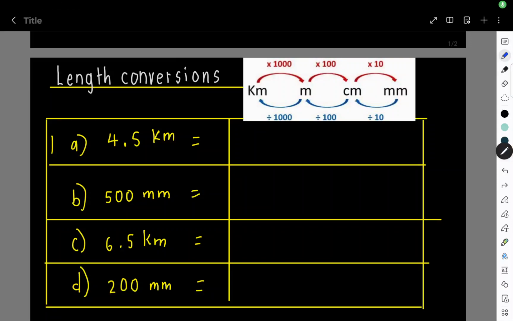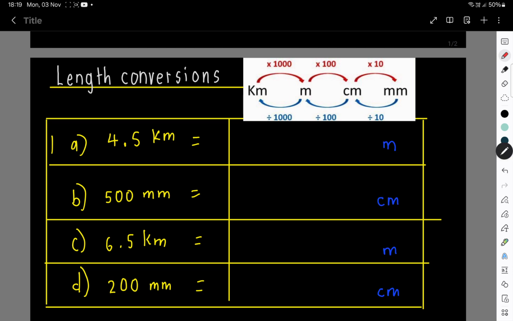Let's look at 4 examples on how to convert to different units of measurement. Length measurement. So length will be different to capacity and volume. Now we are working with kilometers, meters, centimeters, and millimeters. The rule above will guide you in the test.